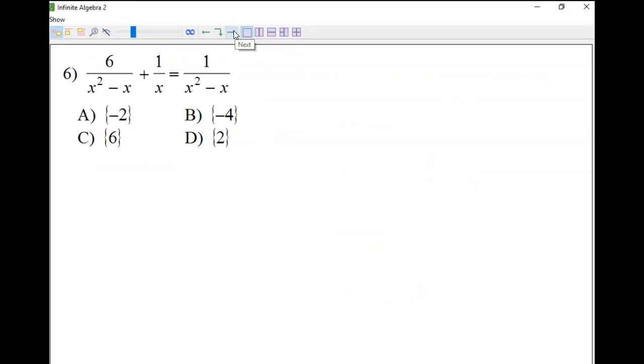Now this one is different from the last one because before we begin the process of multiplying to get rid of the denominators, what we want to do is we want to actually start by factoring the denominators. Now in this case, to factor this denominator, that's a GCF. They both have an x. So I'm going to divide an x out. If you divide an x out of those, you'll be left with x minus 1.